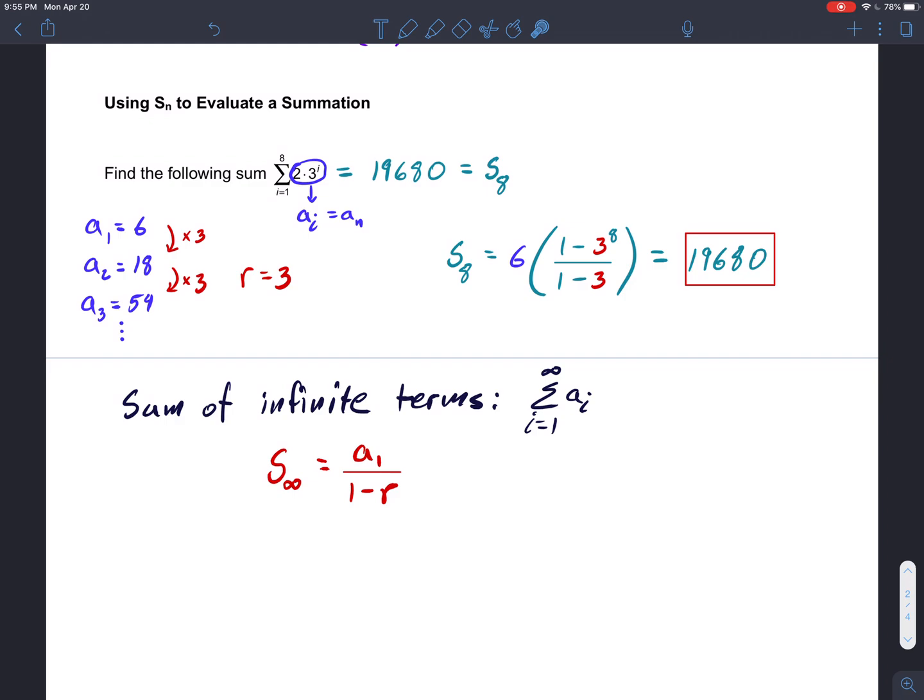This is, again, not in the notes, but it will show up on your MyMathLab. So I want to make sure that you know. If you're asked to find the sum of infinite terms, take the first term and divide it by 1 minus the common ratio. All right, that concludes these videos.